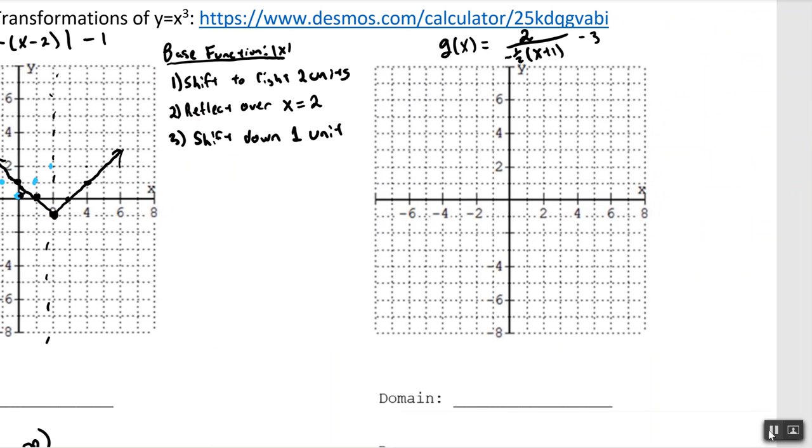Now, I mentioned earlier, if you can, avoid doing vertical and horizontal stretches and shrinks at the same time. Right now, this graph would be set up to have to do both because I have a 2 up top, so that's like multiplying it out front, and that -1/2 in front of our x plus 1 factor. So what I'm actually going to do, I'm just going to rewrite that fraction by multiplying the numerator and denominator by -2. And when you do that, you end up with -4 over x plus 1 minus 3. So this is going to be easier to graph.